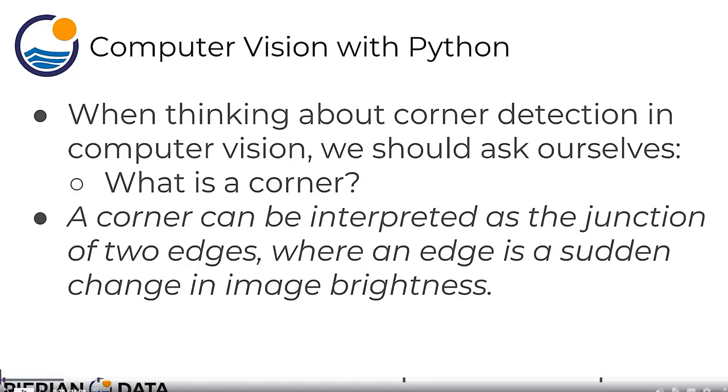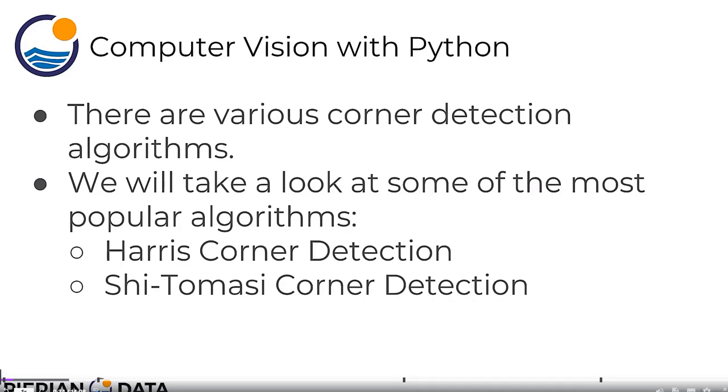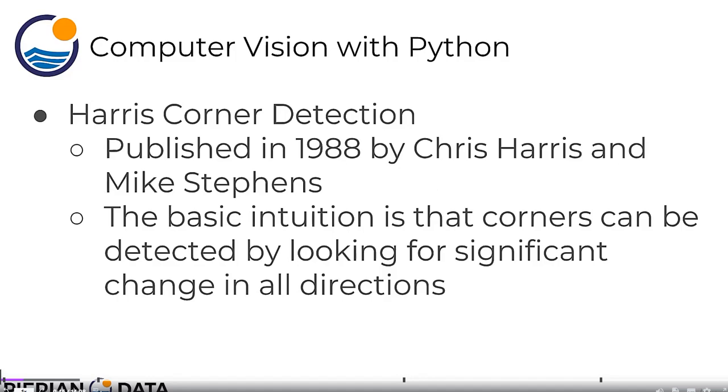Or put simply, a corner can be interpreted as the junction of two edges, where an edge is a sudden change in image brightness. Now, there are various corner detection algorithms. We're going to take a look at some of the most popular algorithms, specifically the Harris corner detection and the Shi-Tomasi corner detection. Harris corner detection was published in 1988 by Chris Harris and Mike Stevens. The basic intuition is that corners can be detected by looking for a significant change in all directions.